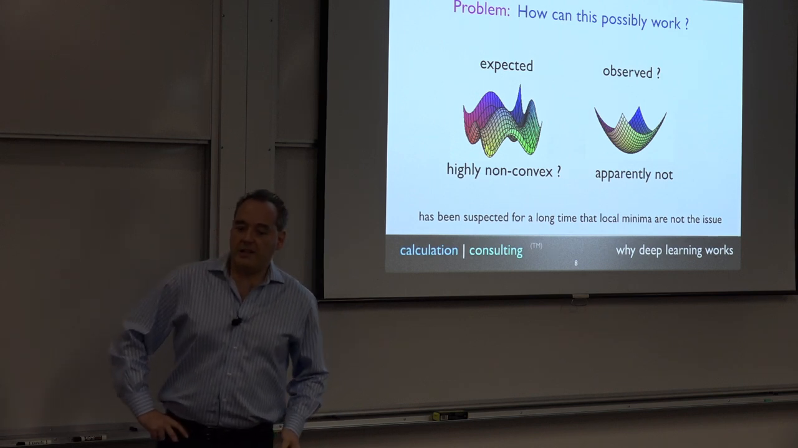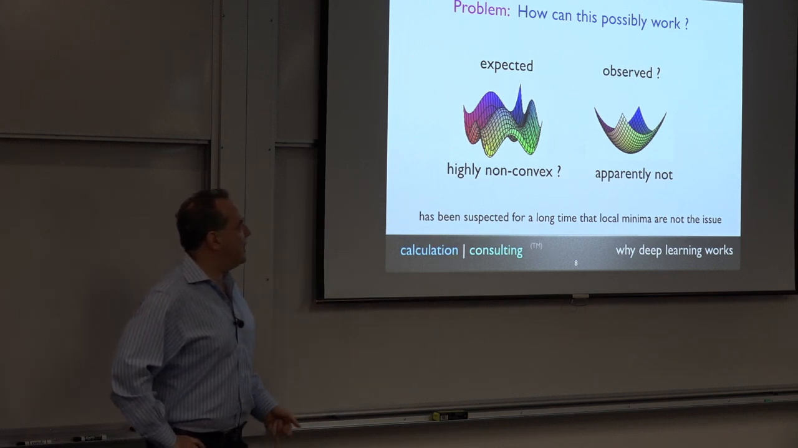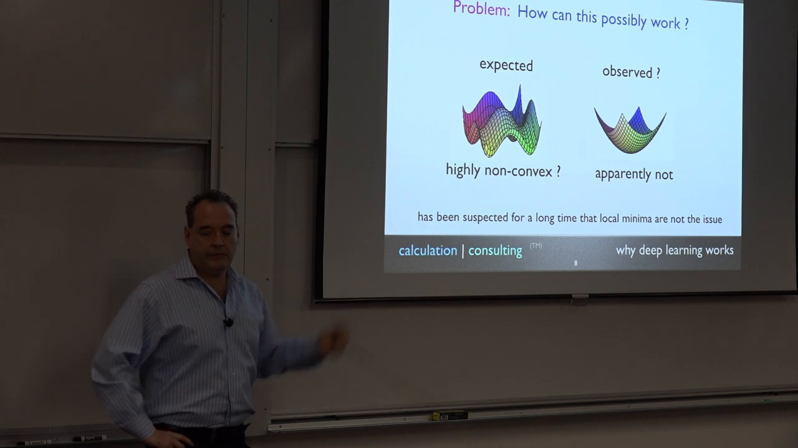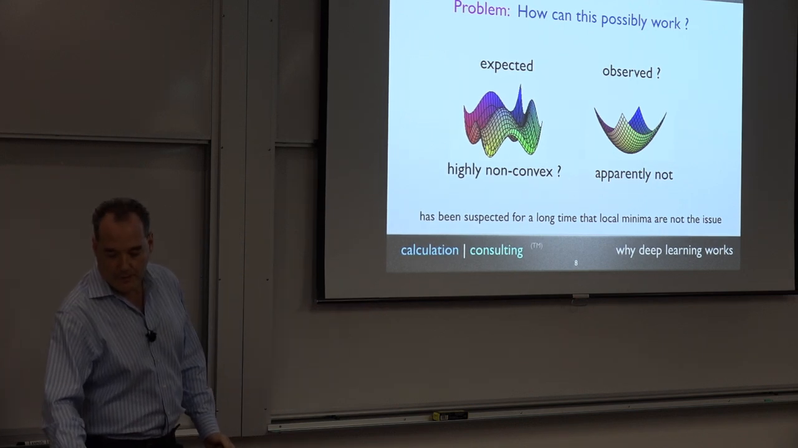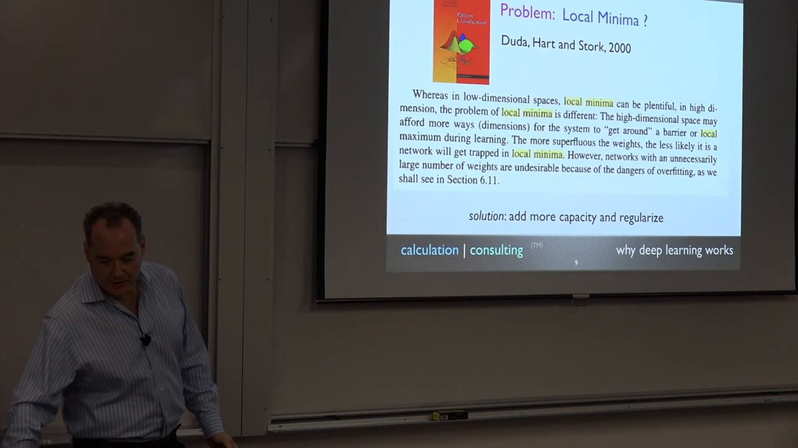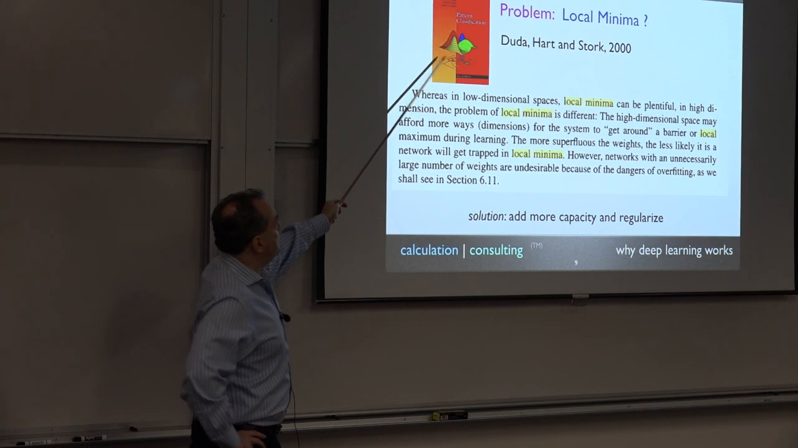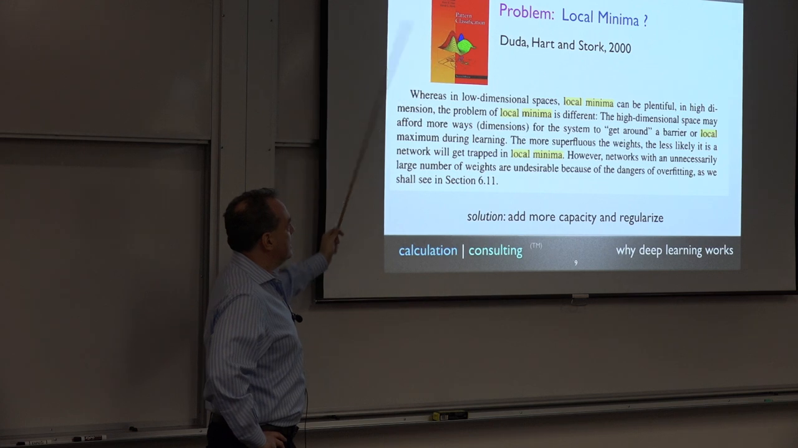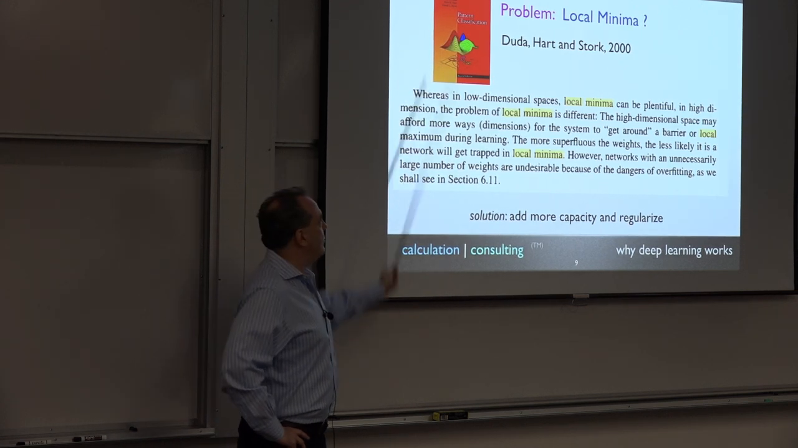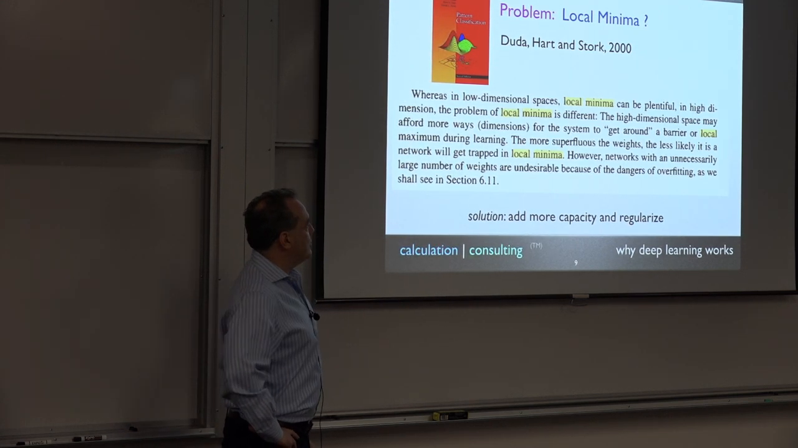Well, this in fact has been a lot of controversy, a lot of people talking about this. This was actually known in the late 90s. In fact, I dug up a book by Duda, Hart, and Stork. It's basically an old orange book on pattern classification, from 2000, whatever the version I have. It's almost 20 years old.